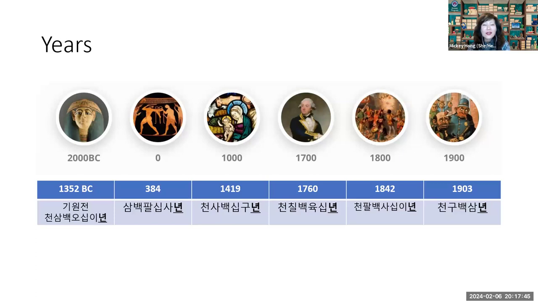You count the year in Sino-Korean numbers. If it's BC, 기원전, and after that is just the regular year. You don't mention anything for AD. If it is BC, you say 기원전, macro to micro. We say BC first. 기원전 1352년. 기원전 384년. We don't have to say one thousand, we just say 1000. 1419년, 1760년, 1842년, 1903년.